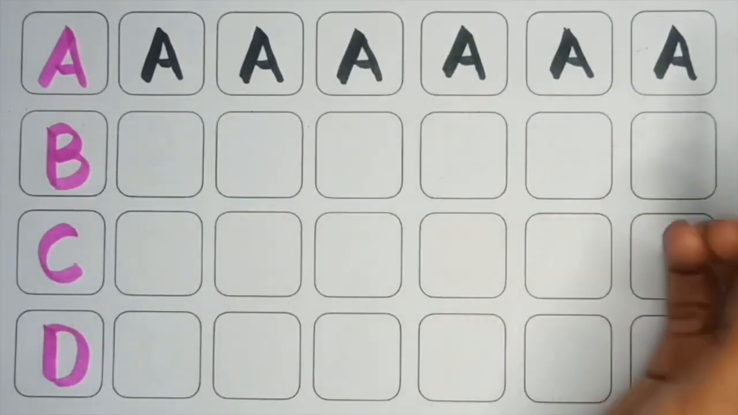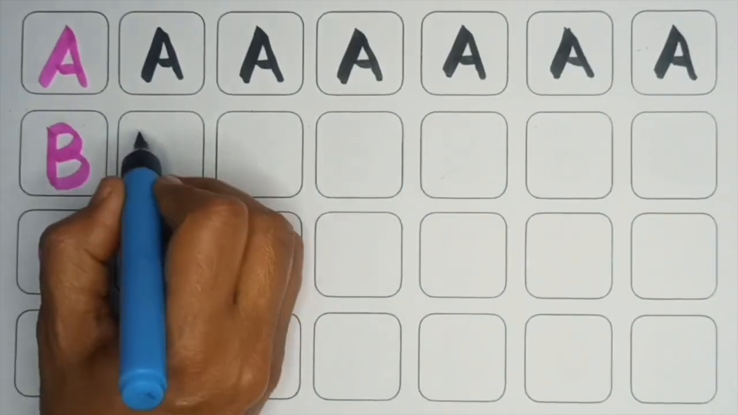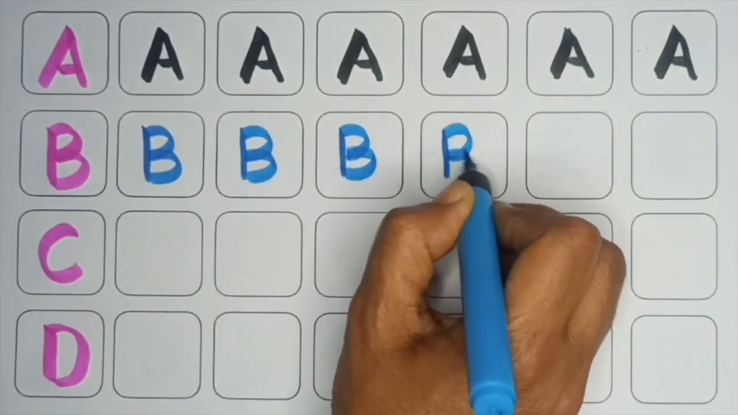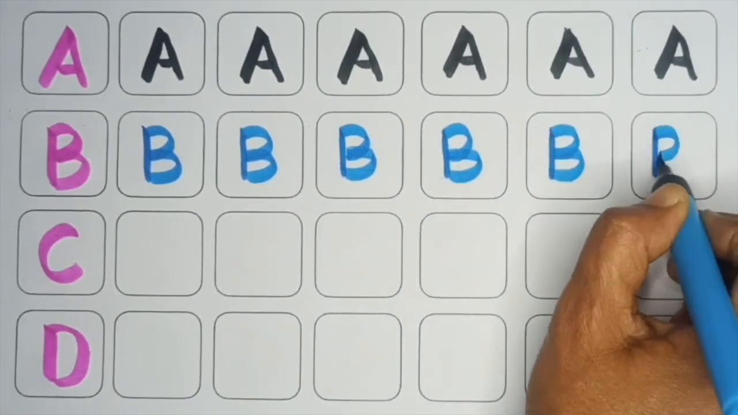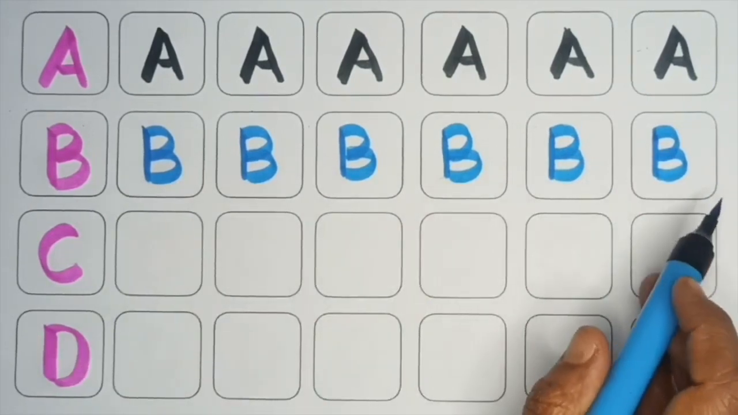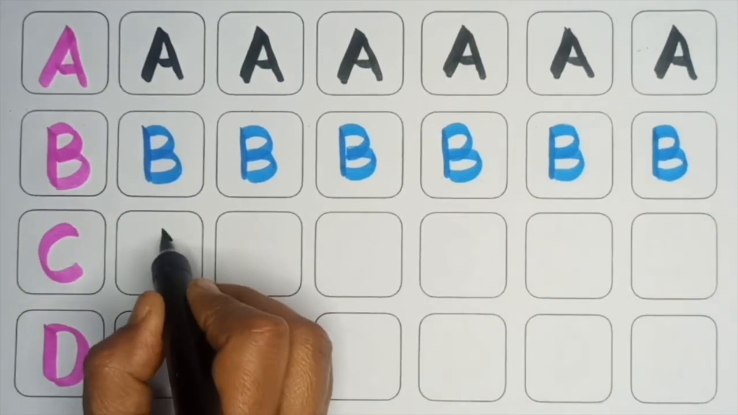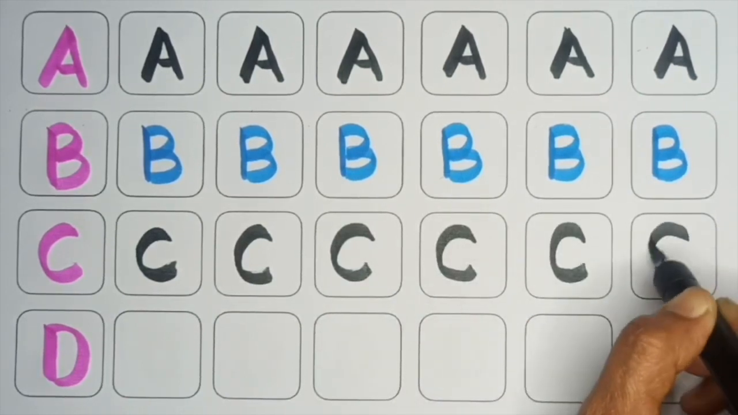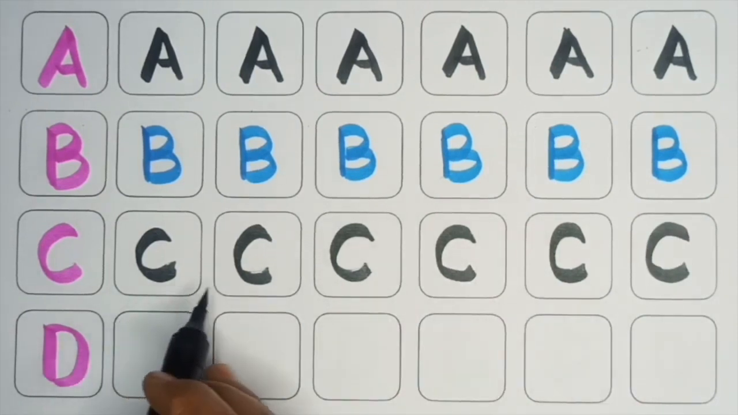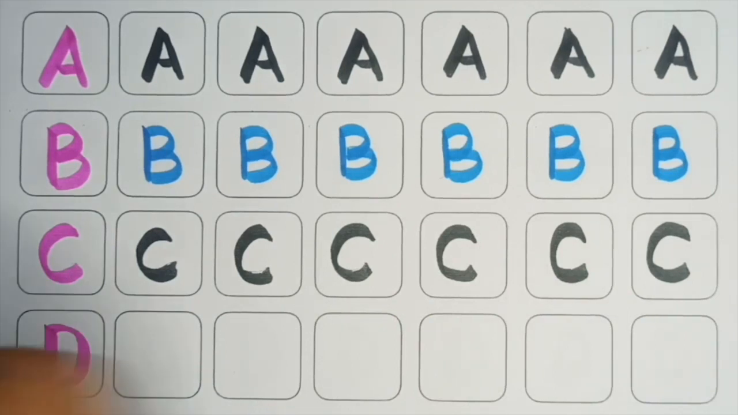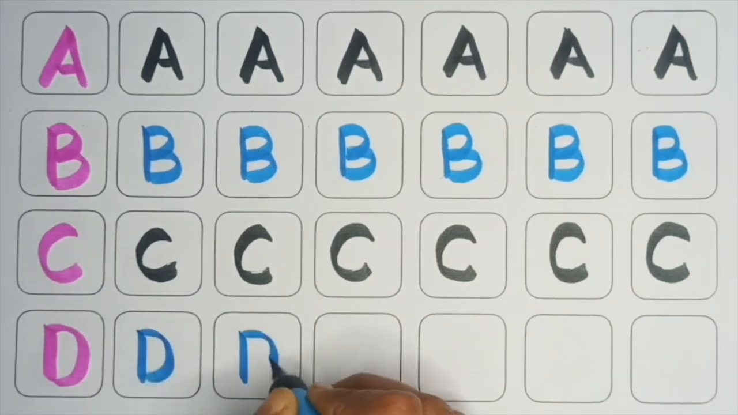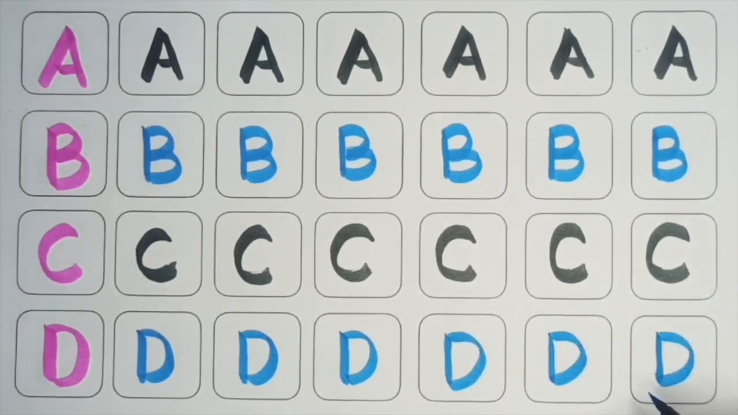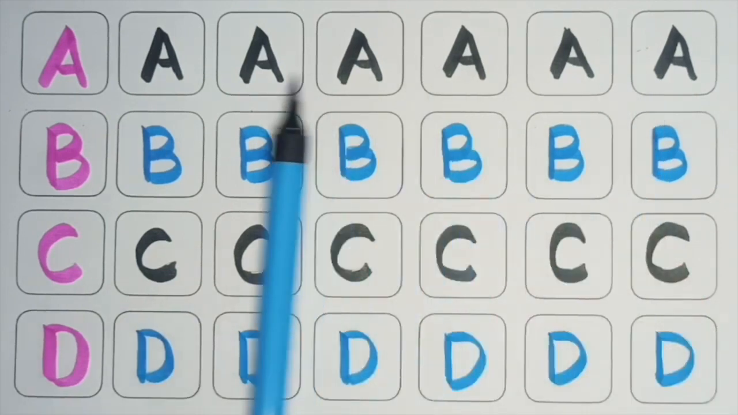A for apple, black color. B, sky blue color, B for ball. C, black color, C for cat. D for dog, sky blue color. Thank you.